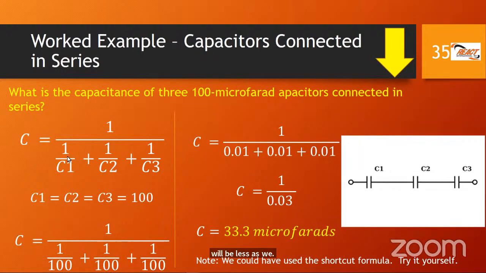So C is equal to 1 all over 1 over C1 plus 1 over C2 plus 1 over C3, right? C1 happens to be equal to C2, happens to be equal to C3. It's the same value, 100. So that's why the denominator here is 100 for all of them. So when we calculate out, we'll have 1 over 0.01 plus 0.01 plus 0.01, which is 1 over 0.03. Use our trusty calculator, do this division, and we'll get 33.3 microfarad. Now we could have also used this shortcut formula as well, and we encourage you to try that out for yourself using the shorter version of the formula for the case where the values of the capacitors are the same.